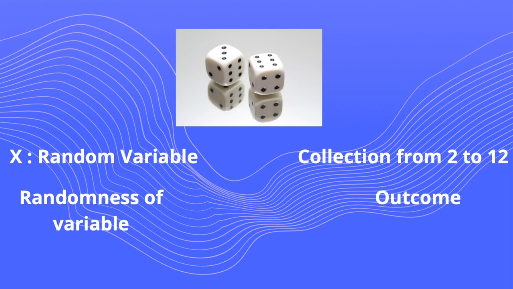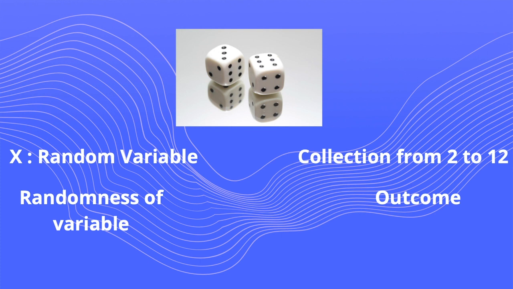In this game, the sum, which we denote as x, is a random variable. Before we roll a die, we are not sure which outcome we can get. That is called the randomness of variable. But we know the collection of outcomes, which ranged from 2 to 12. The collection of outcomes on the right is not a random variable. Instead, they are realized or observed outcomes of values of x.